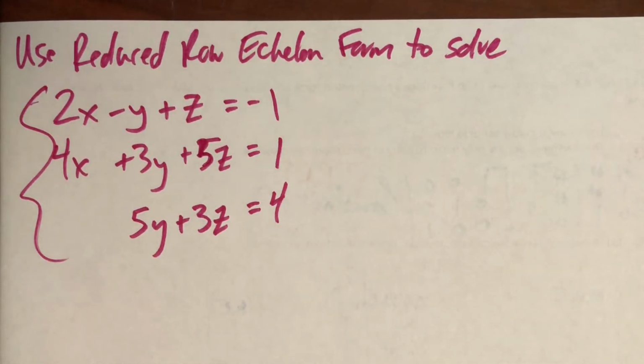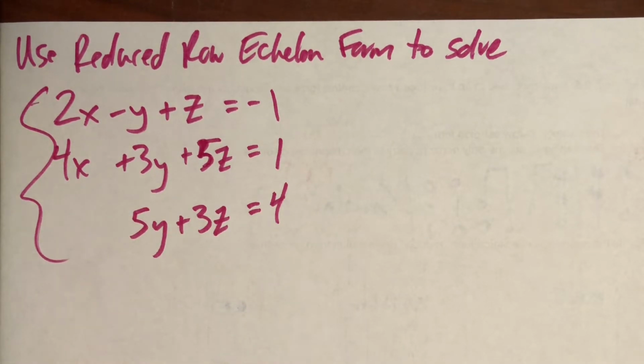Let's use reduced row echelon form to solve the system here. So our first step, we want to write this in an augmented matrix. So we're just going to take all the coefficients on all of the variables, and we're going to put the constants in there as well.